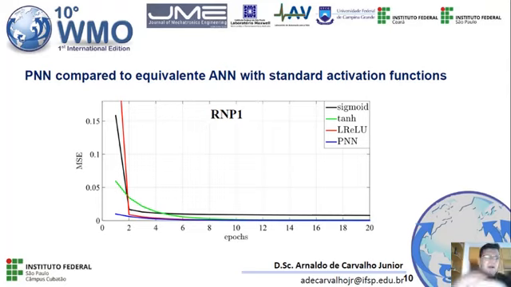Okay, so I also compared this paraconsistent neural network with some equivalent classical networks with standard activation functions, and we could see the results here of the mean square error. So the PNN had a faster number of epochs and achieved a low level of mean square error compared to other classical functions. The performance was more or less close to the HELU, that is one of the fastest activation functions in neural network theory.